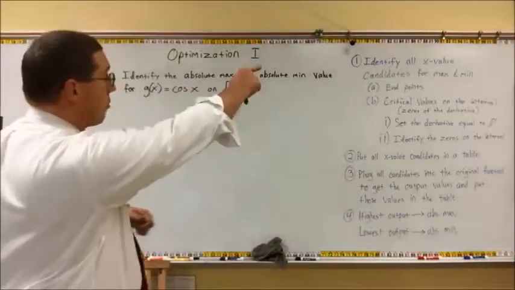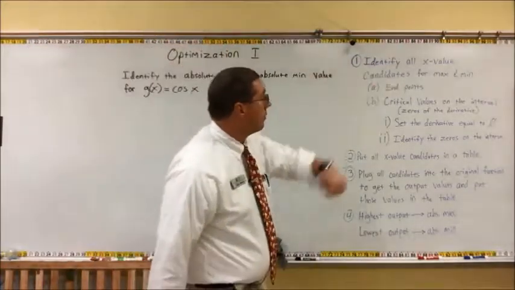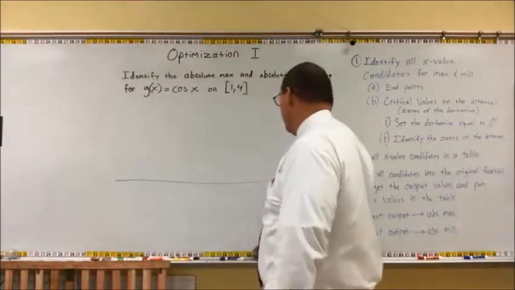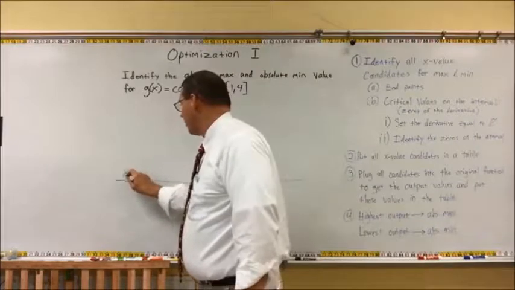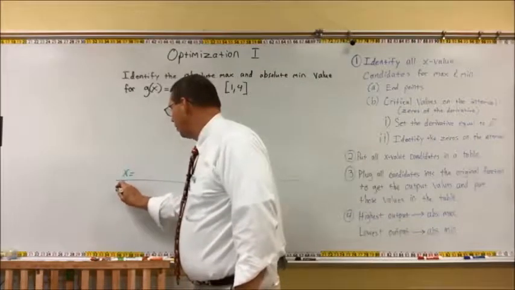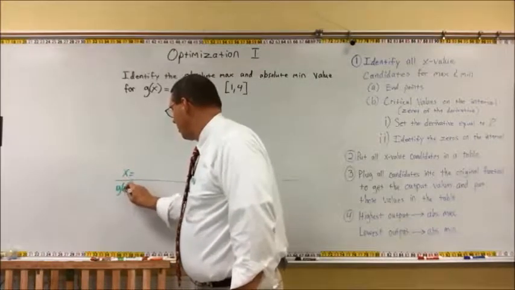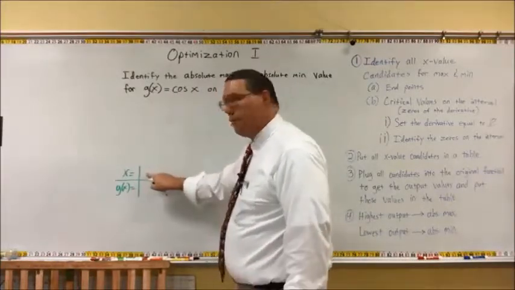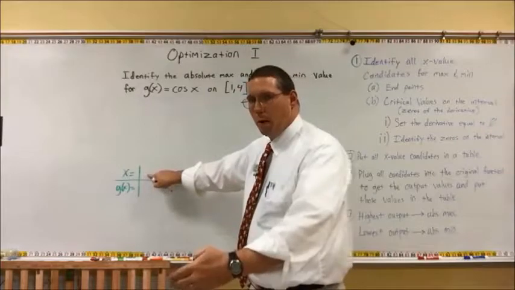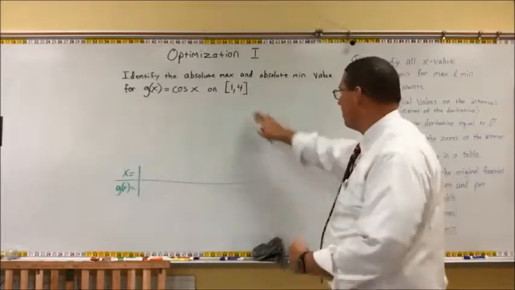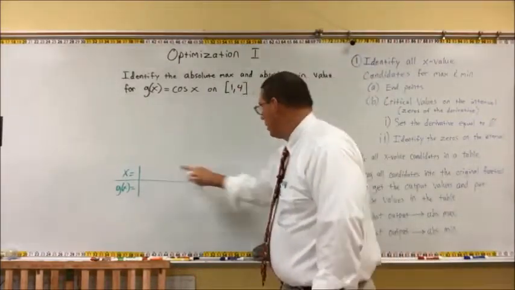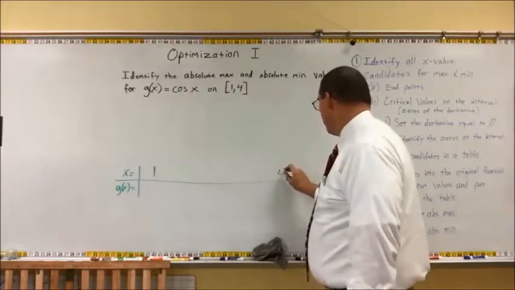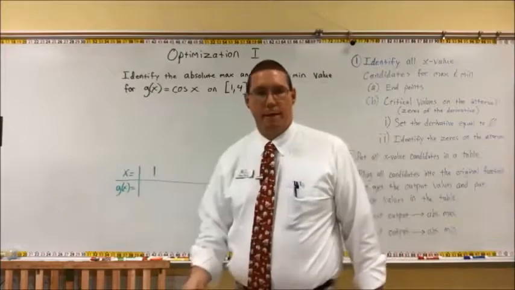Let's go ahead and start over here. Identify all x value candidates for maximum and minimum. Let's go ahead and start drawing our table, shall we? We're going to have x is equal to, and then g of x is equal to. So that's where I like to start. Now I know that my first value is going to be my lower endpoint, and then my highest value is going to be my highest endpoint. So I'll put a 1 here, and I'll put a 4 all the way over here. So that's 2 of my candidates.